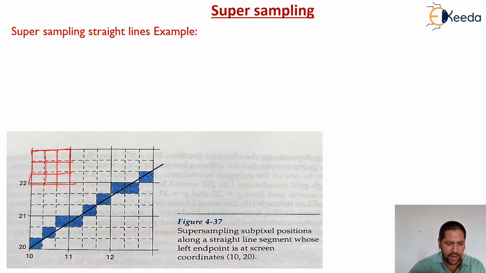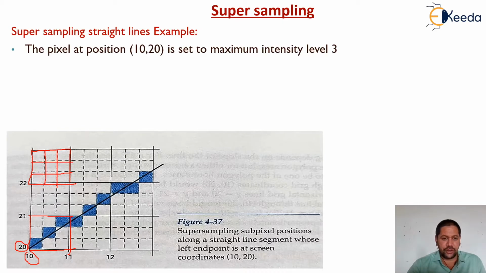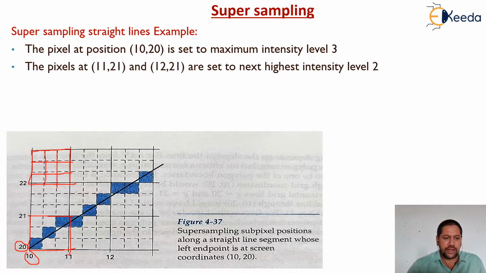And this is what my line looks like. I have a line where one endpoint is at 10, 20. Actually, 10, 20 is nothing but my complete pixel, but we have divided this into 9 subpixels. Now just consider this example.